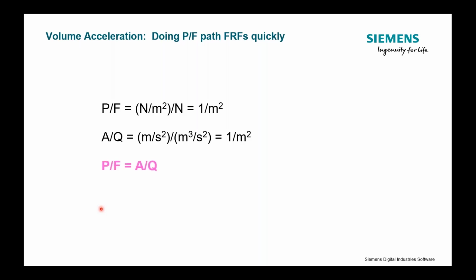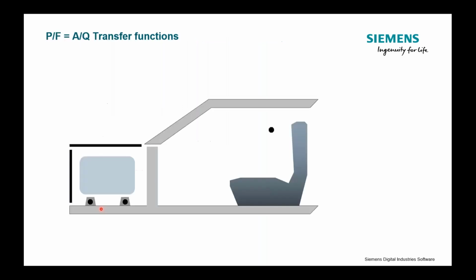Okay, and this allows us to draw equivalency between a P over F and an A over Q. So instead of measuring the direct method and measuring all 6, 9, 12, 81 of these P over Fs in the direct direction, I can do this reciprocally with an A over Q. So now I'm going to be using a Q source as my acoustic force. I'm going to be measuring my response with an accelerometer.